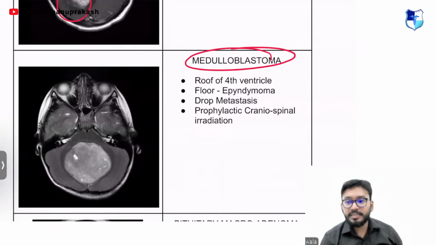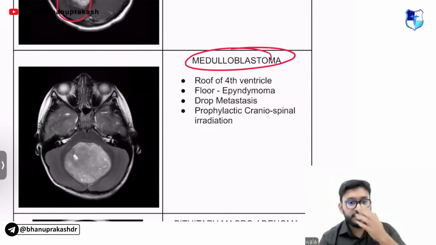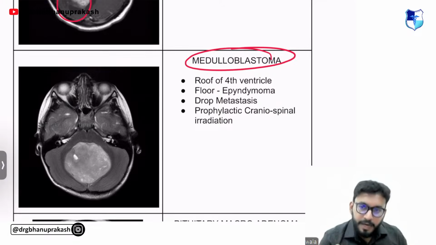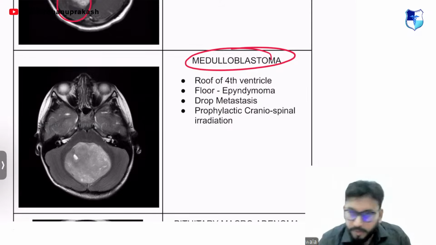Medulloblastoma arises from the roof of fourth ventricle. If there is a tumor arising from the floor of fourth ventricle, it is known as ependymoma. Again, ependymoma is part of NF2, neurofibromatosis 2.